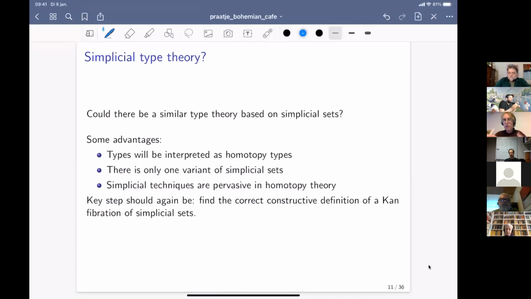If you want to interpret function types, the natural thing to interpret in, let's say, simplicial sets, is by using the exponentials that exist in simplicial sets, and that somehow doesn't seem to work very well with the standard definition of a Kan complex or a Kan fibration.